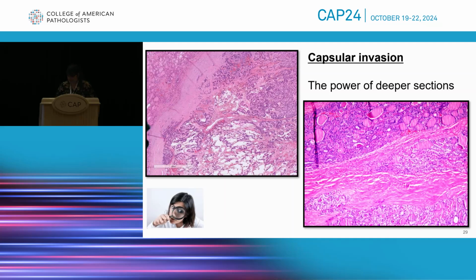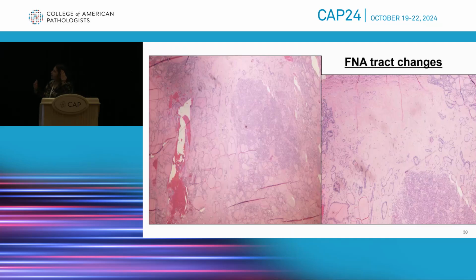So for capsular invasion, there are other challenges that we need to keep in mind, right? Because all of these nodules, remember, they have been biopsied priorly. So the FNA tract and the prior biopsy changes, you know, we are all very happy to see them there, and they help us in our diagnostic algorithm like we saw. However, they can create artifacts that can put us in trouble, because as you can see, I have two pictures that are characteristic of FNA tract changes.